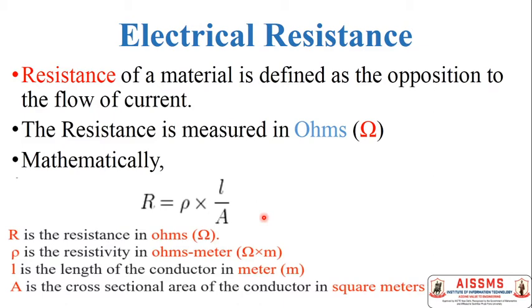Mathematically, R is equal to rho into L upon A, where R is the resistance in ohm, rho is the resistivity of the material in ohm meter, L is the length of the conductor in meter, and A is the cross-sectional area of the conductor in square meter.